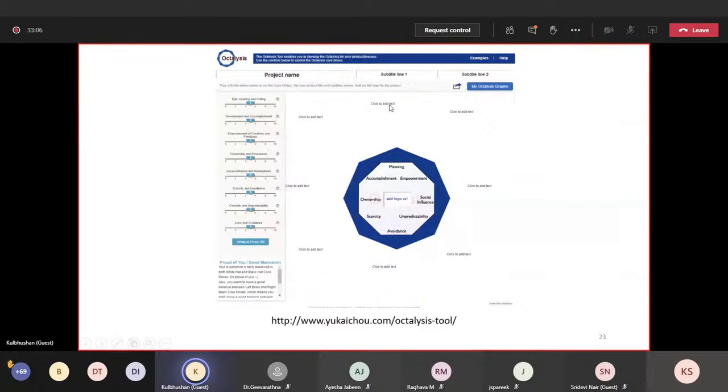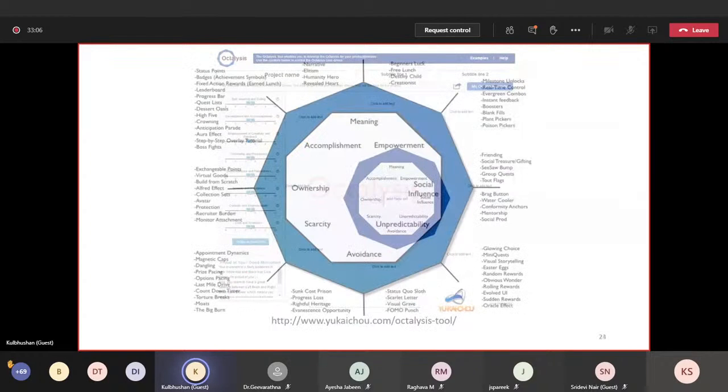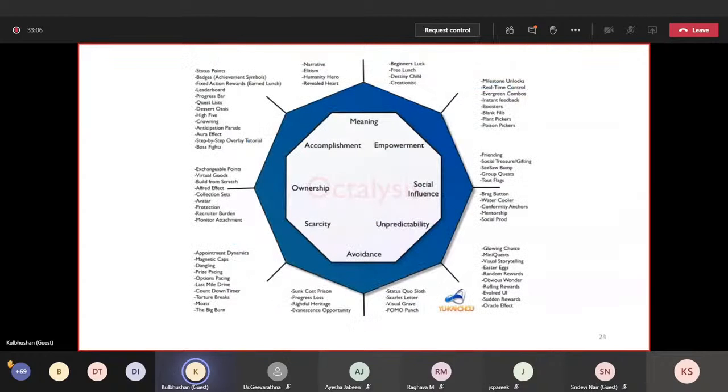Okay, so this is all about octalysis. Before we move on further to the live demonstration, I would like to ask if anyone has any questions, because in the live demonstration you have to rate some of the code drives for a particular activity.